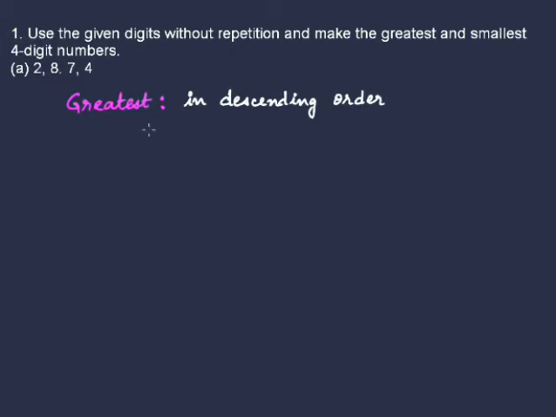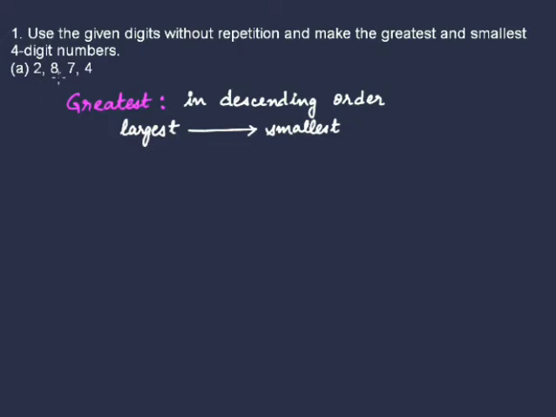What does that mean? It means you have to start from the largest digit and move towards the smallest digit. That is, first write the largest digit, then a smaller one in comparison to the largest one, and then again a smaller one, till you reach the smallest digit. We have to form the 4-digit number. We cannot repeat the digit, and for the greatest number, first write the largest digit.